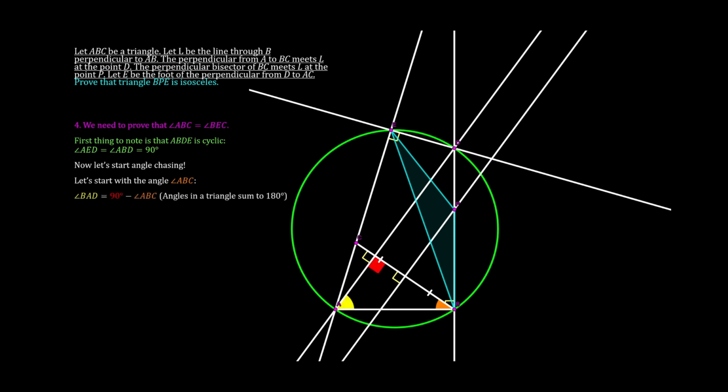So first thing we can do is we can find that BAD equals 90 degrees minus ABC. And from the circle that we found, since ABDE is cyclic, we know that BED equals BAD due to same segment theorem on the arc BD. Next, we can show that therefore BED equals 90 degrees minus ABC, since BED equals BAD, which equals 90 degrees minus ABC.